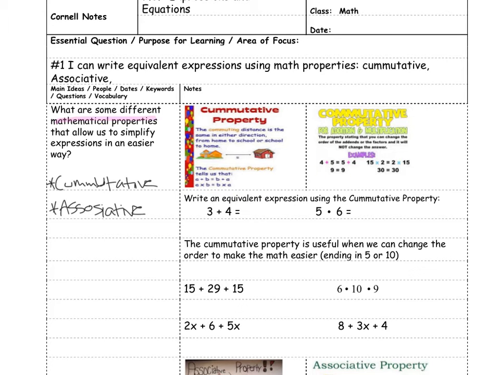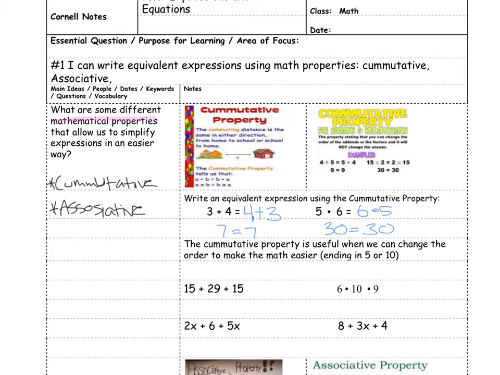So for this example, it would be 4 plus 5 is the same as 5 plus 4, right? Because 4 plus 5 is 9, 5 plus 4 is 9. With multiplication, 15 times 2 is 30, and 2 times 15 is also 30. That's shown down here. Take a minute and write these equivalent expressions using the commutative property. Remember, it's just saying from one way to the other.